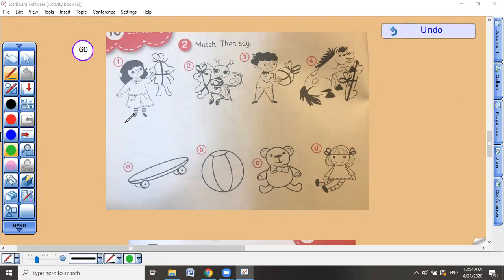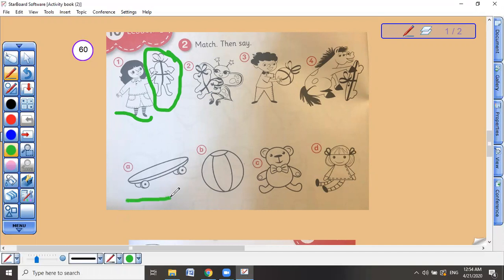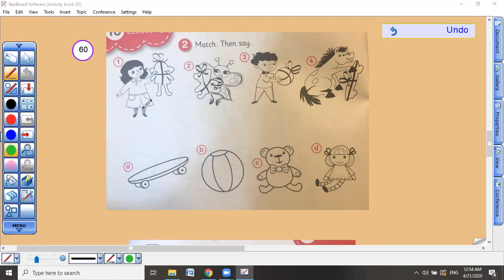Okay, so here we have Lily. What's her present? Look at her present. Is it a skateboard? No. Is it a ball? No. Is it a teddy? No. Is it a doll? Yes. So, Lily has got a doll.